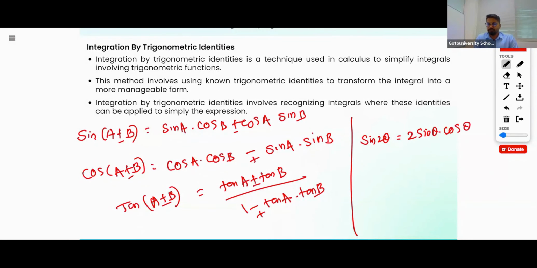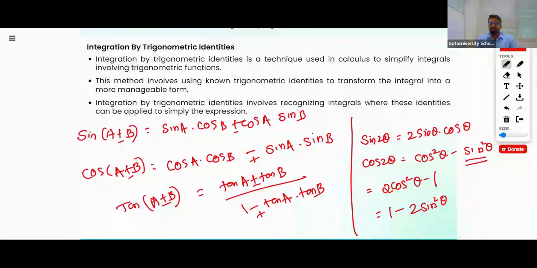A quick revision of trigonometric identities we need to know. Similarly, cos 2 theta is cos square theta minus sine square theta. We already used this identity in today's class itself. I can replace everything by cos square theta by writing sine square theta as 1 minus cos square theta. It will become 2 cos square theta minus 1. It can also be written as 1 minus 2 sine square theta. Right? So we can write like this.